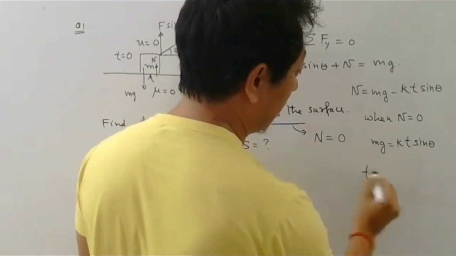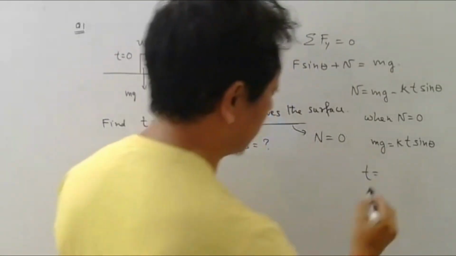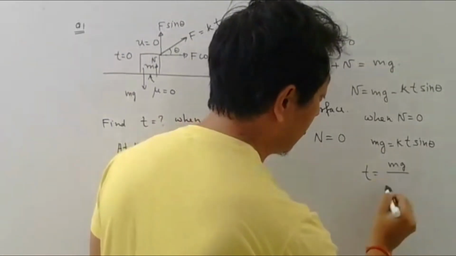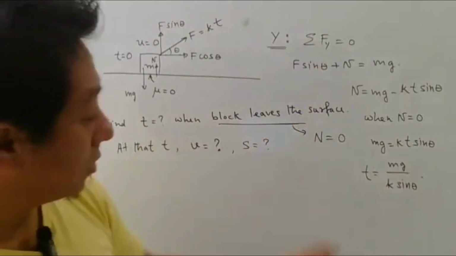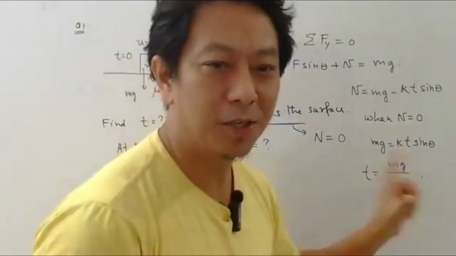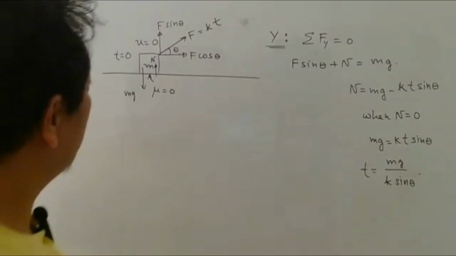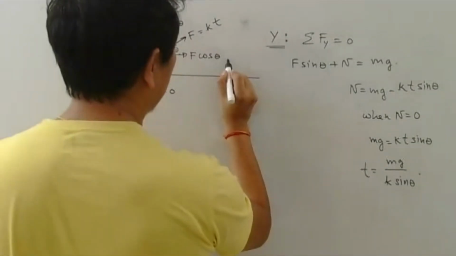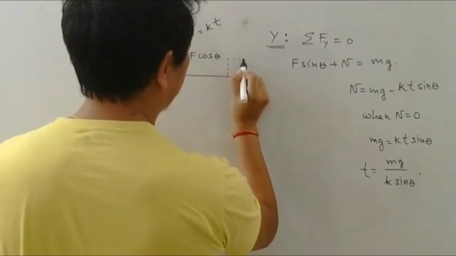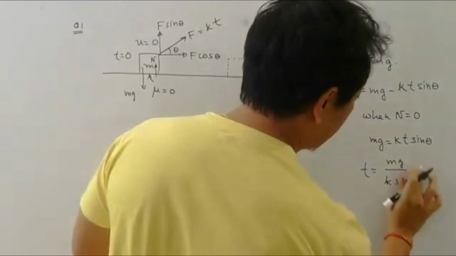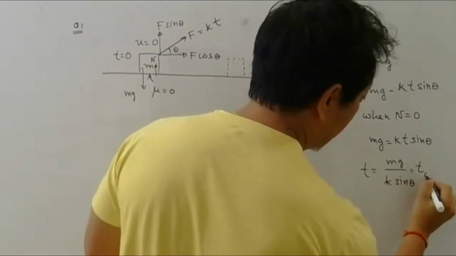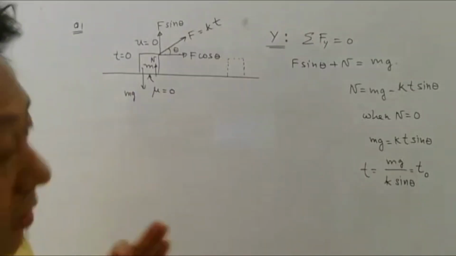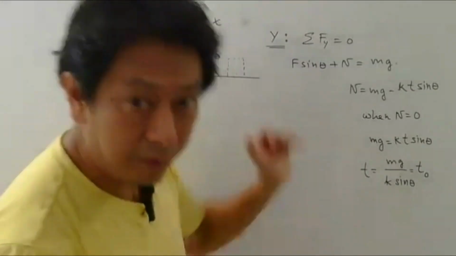So at what time will it leave the surface? First question, what is the answer? mg by k sin theta. Now these values will be given, you can substitute and get the answer. So when it is about to leave, it is still here only, remember. So let us give this quantity some symbol t naught. So t naught is the time when it is going to leave the surface.